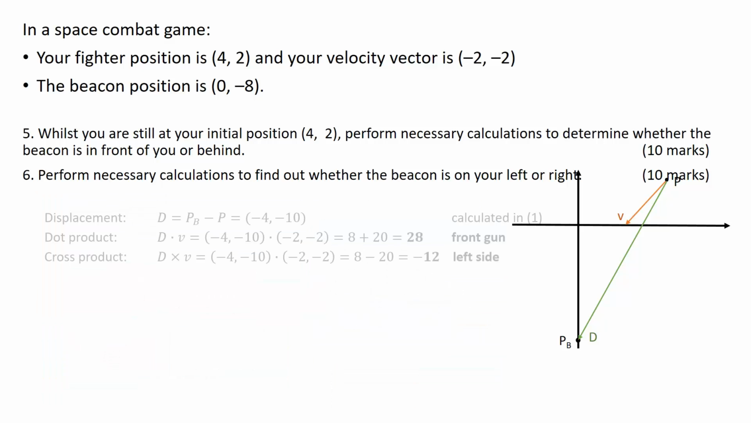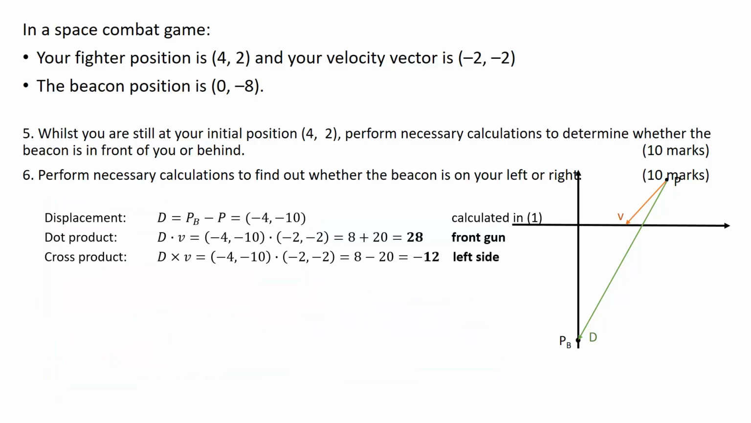The solution is shown here. The average mark for this question was 6.4, not bad, but there were several problems with your solutions. The major one, the most serious one, was with the selection of the two vectors for which you have calculated the dot product and the cross product.